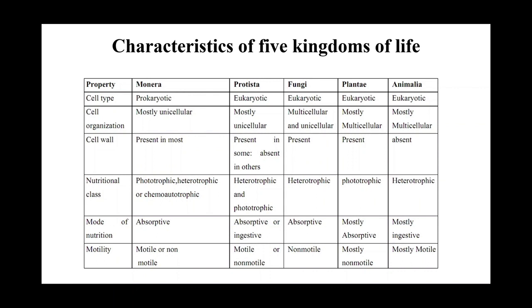So Monera can have all three: phototrophic, heterotrophic, and chemoautotrophic. Protista can have heterotrophic and photoautotrophic. Fungi are heterotrophic, which means they use material already made by other organisms as their raw material for energy. Similarly for Animalia. And Plantae, as you know, plants synthesize their own food through chlorophyll and photosynthesis.